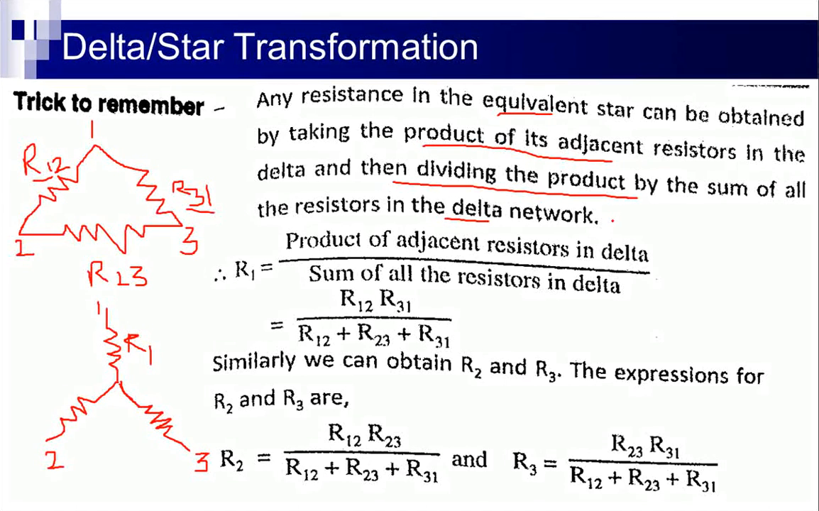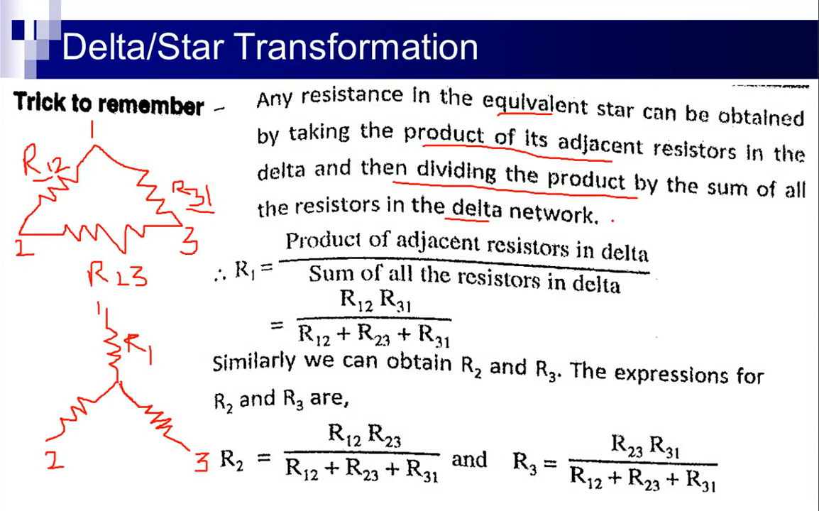So, if you are confused with the derivation, keep in mind this slide, which is the trick to remember how to find the values of R1, R2 and R3 from the given delta circuit. If the earlier derivation confused you, remember this step. This step makes it much easier to calculate the values of R1, R2 and R3. Okay, so we will stop here.